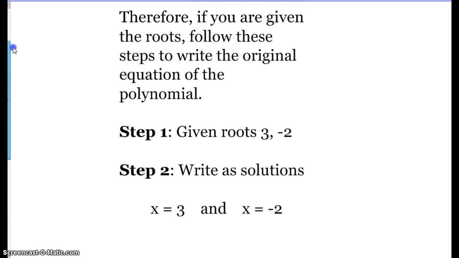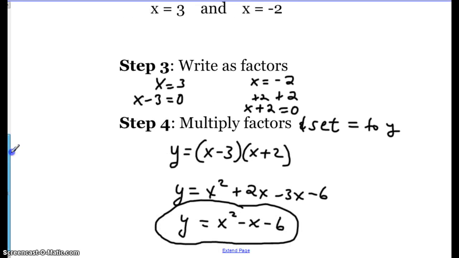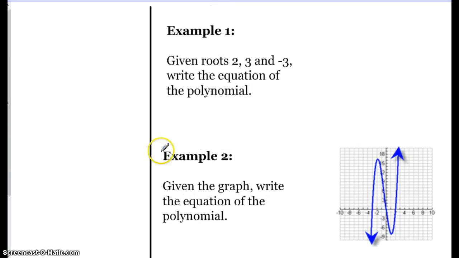Okay, so make sure you take a minute, understand how we did this in reverse. Okay, now I want you just to try example 1, example 2. Go ahead and try to work through those steps that I just talked about, and try example 1 and example 2, and then bring it back.